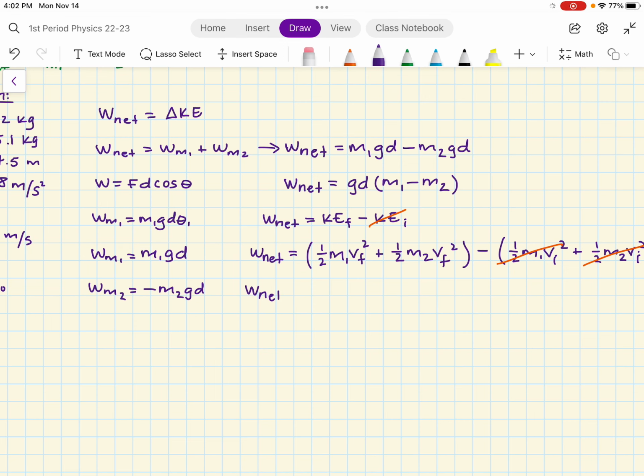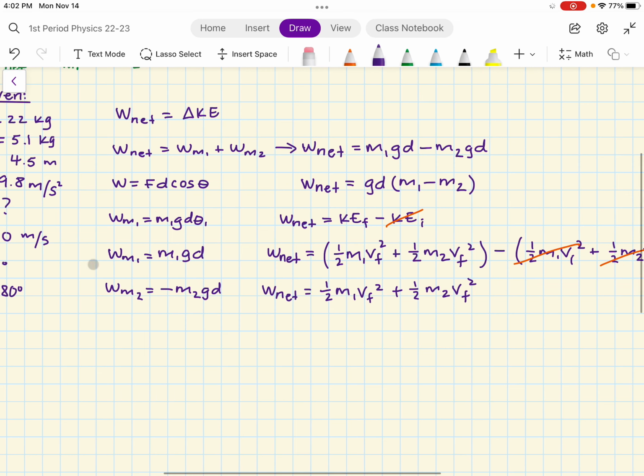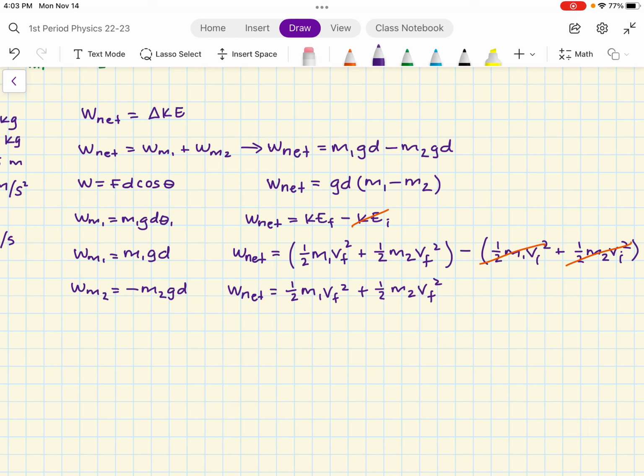So the net work is equal to 1/2 m1 v final squared plus m2, wait, I forgot the 1/2. I'm getting ahead of myself. 1/2 m2 v final squared. Now we can factor out the 1/2 and the velocity final, right? Because that's what we're looking for, velocity final. Let's factor out. So net work is equal to 1/2 velocity final squared times (m1 plus m2).